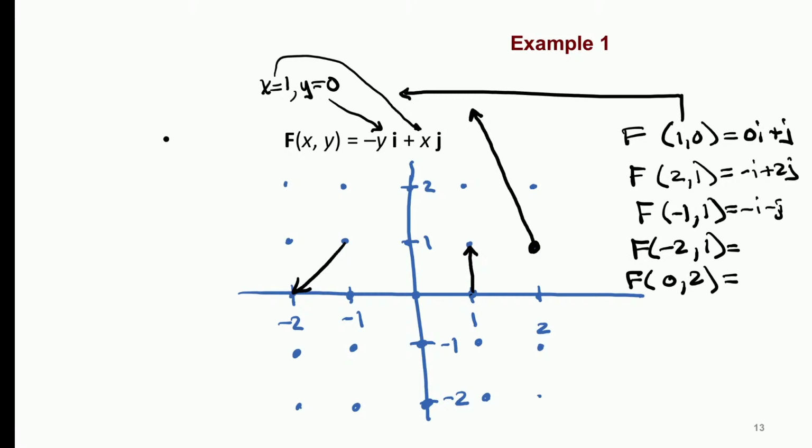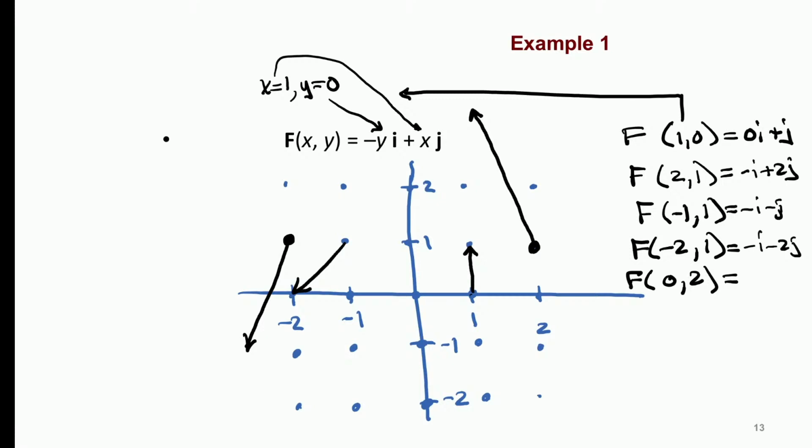Okay, so let's see. What about Caden? Can you do f of negative 2, 1? Yeah, that'll be negative 1, negative 2. Okay, so negative i, negative 2j. So let's see, that's minus 2, up 1. We're starting here. And I need to go back 1 and down 2. So it's going to look something like this big long vector. That look okay? I guess it's the best we're going to get.